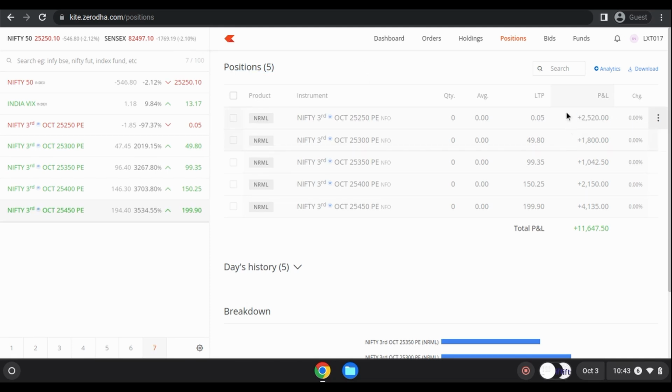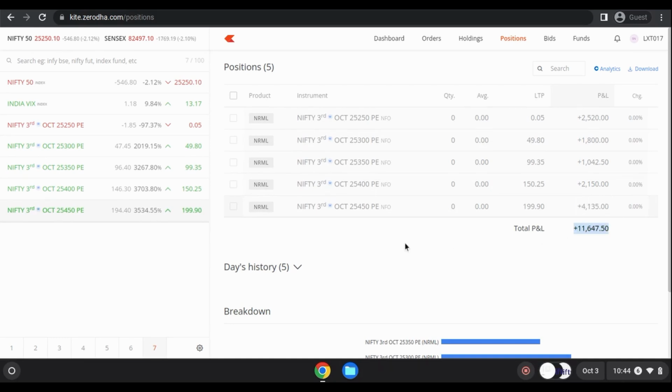If you can see here, 25,250 put gave me 2,500 profit, 25,300 put gave me 1,800, 25,350 put gave me 1,000, 25,400 put gave me 2,100, and finally 25,450 gave me 4,100. Altogether 11,600.